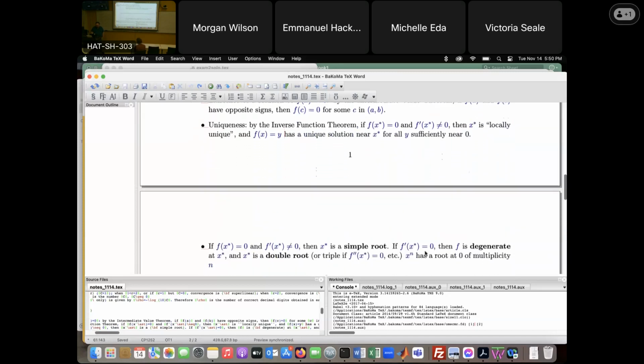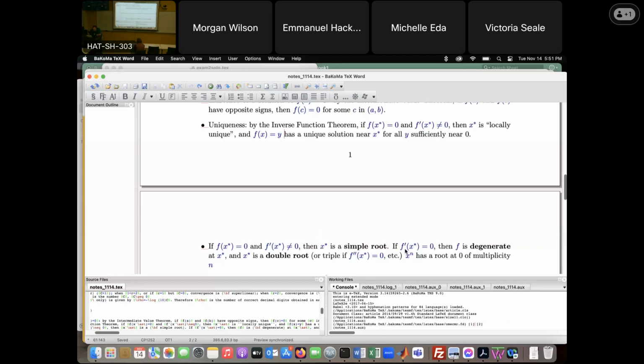All right, now, very important though for numerical methods. If f at x star is 0, so x star is the root, and if the derivative is non-zero, so not only do we have local uniqueness, we say that x star is a simple root. Those are the easiest roots to find numerically because of their local uniqueness.